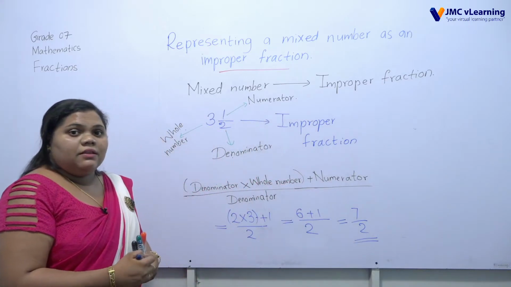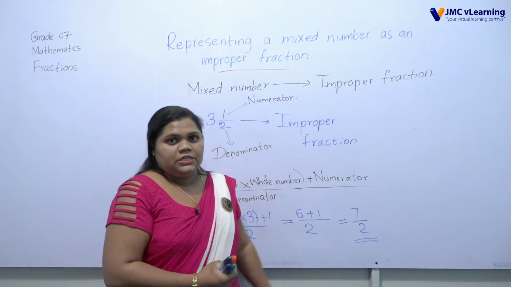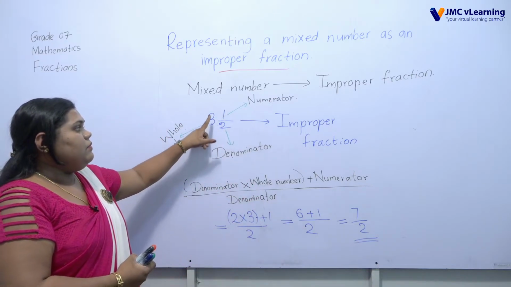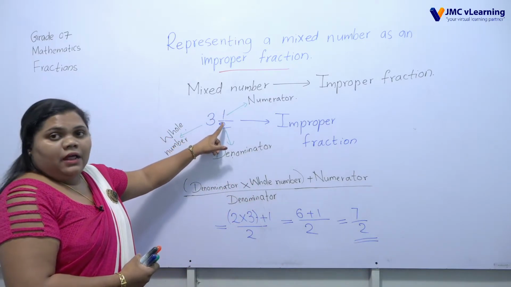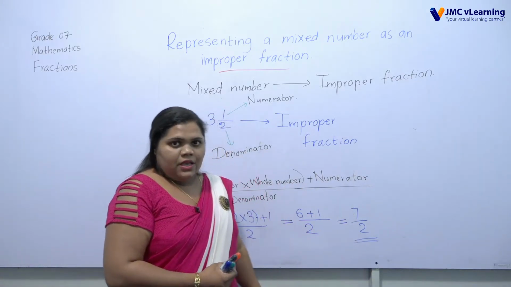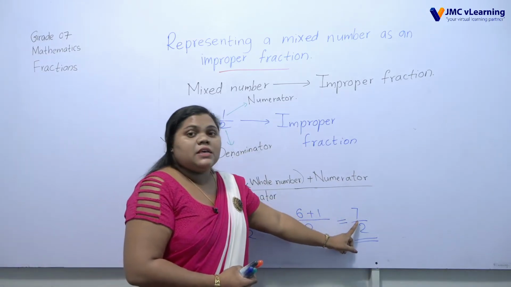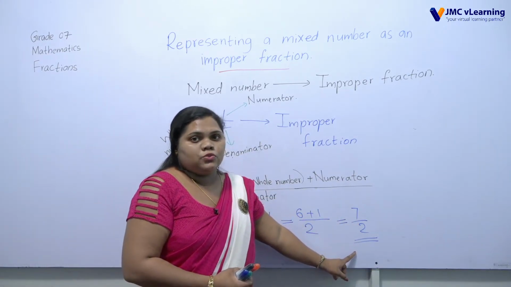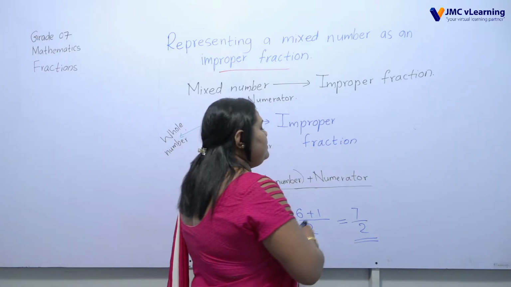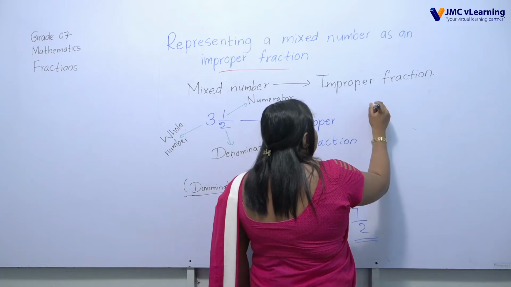Okay, then what is the answer, children? 7 out of 2. It means this 3 out of 2, 3 halves, we can write as 7 out of 2. Are you clear, children? Okay, children, now I am going to do another 2 examples.